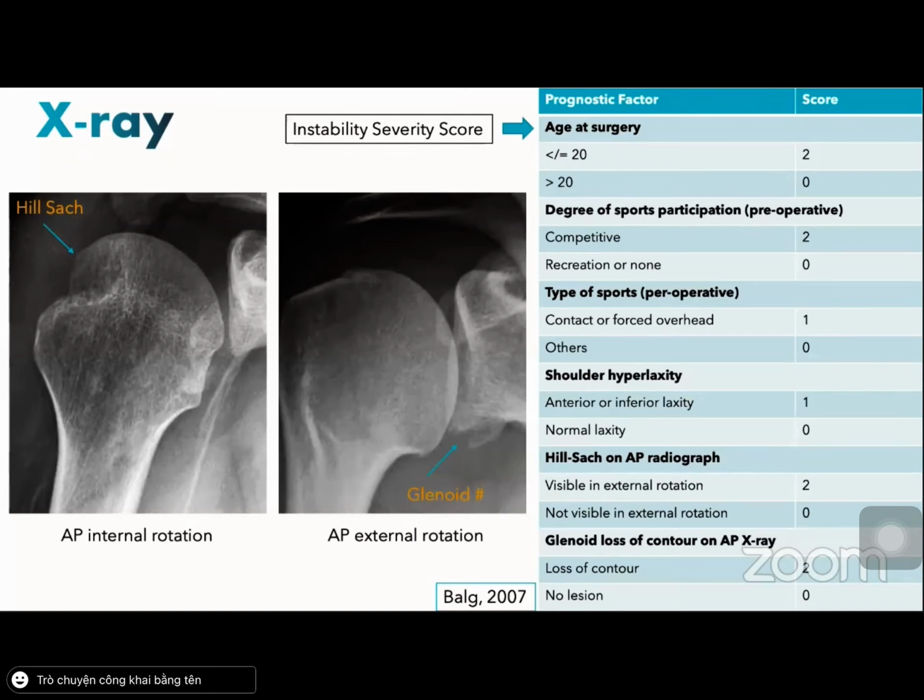On the image on the left, an AP view with internal rotation, we can see the Hill-Sachs lesion, which is a bony depression at the posterior superior aspect of the humeral head after impaction at the glenoid rim. On the image on the right, an AP view in external rotation, you can see a bony fragment at the inferior aspect of the glenoid rim representing glenoid bone loss or a bony Bankart lesion.